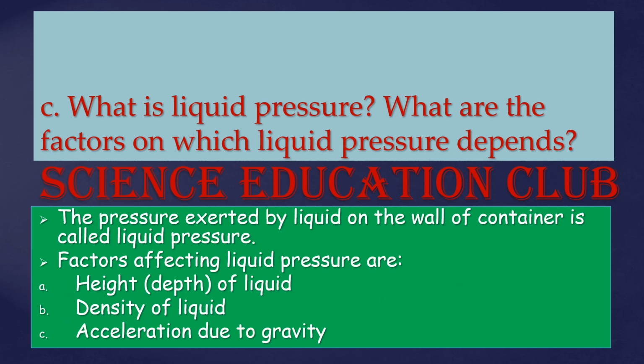What is liquid pressure? What are the factors on which liquid pressure depends? The pressure exerted by liquid on the wall of container is called liquid pressure. Factors affecting liquid pressure are height of liquid, density of liquid, acceleration due to gravity.